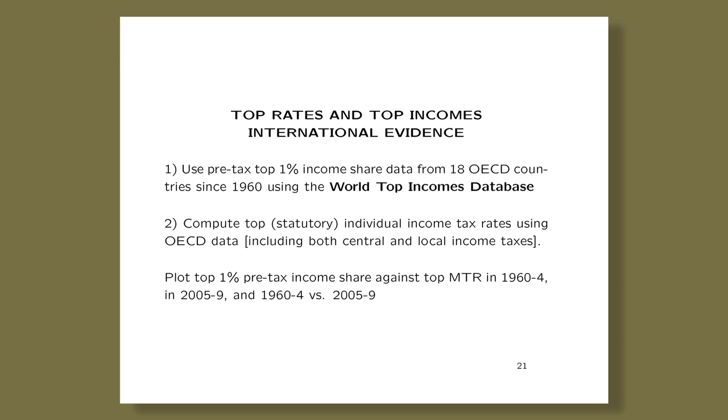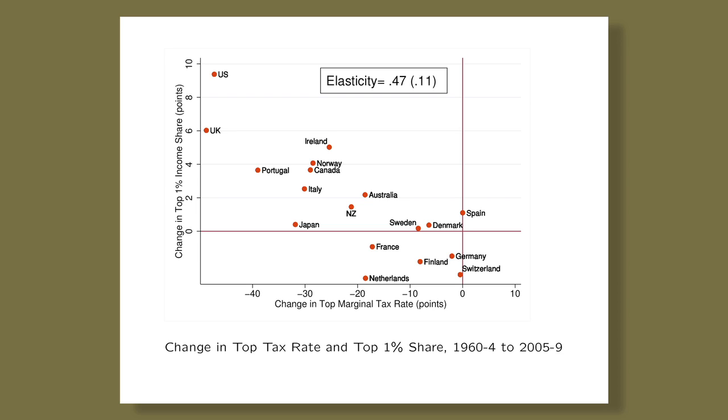So this is what we do in this chart here, where we aligned 18 advanced economies for which we have data, and we look at by how much they cut their top marginal tax rate on individual taxes, using central and local governments, from the early 60s to the recent period. So here you see you have the US and the UK that have the countries that have cut their top marginal tax rate the most.